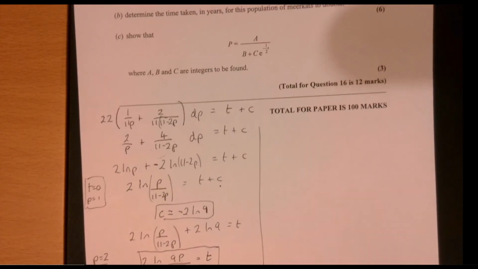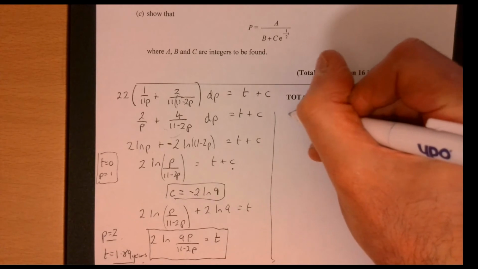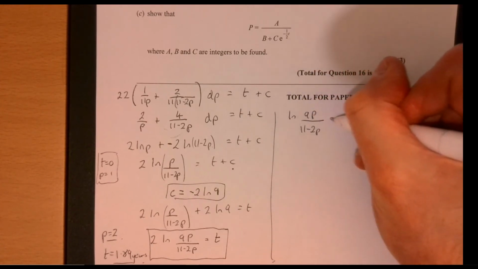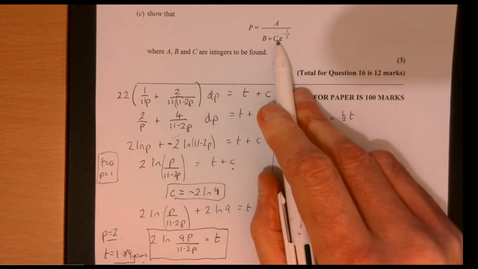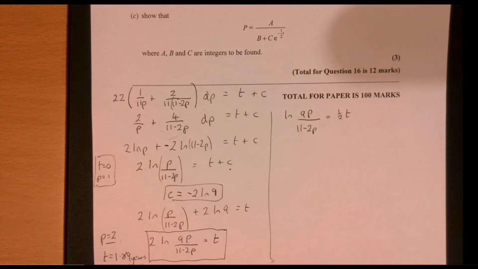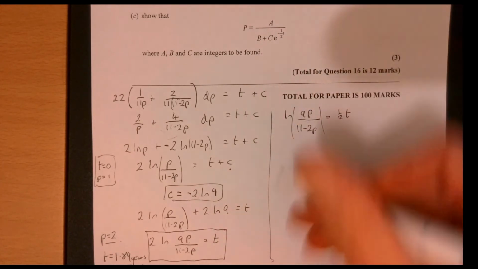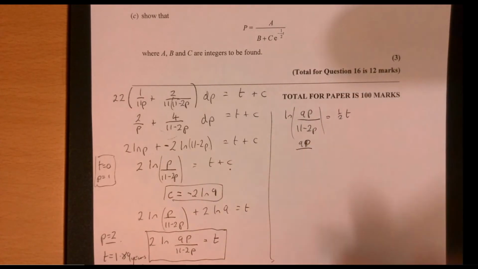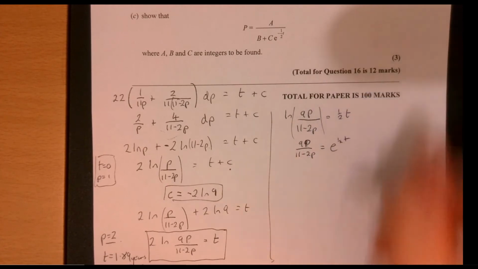Well, let's divide both sides by 2. I'm trying to pick out the p in here. So if we divide both sides by 2, we end up with ln 9p over 11 minus 2p equals a half t. Remember, there are always clues in what you're trying to get to. I've got a half t, well, I've actually got a minus half t, but we'll get to that in a minute. I want to get rid of the ln, so if we just e both sides, then we get 9p over 11 minus 2p equals e to the half t.